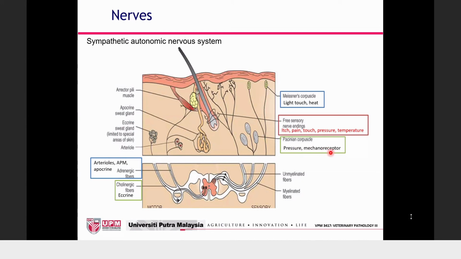And here I would say the most important one would be the free sensory nerve ending, because when you are working as a vet one day, the common problem that owners will bring their animals for is that the animal is always, you know, like playing guitar. You know what I mean? My dog is always playing the guitar, my cat is always playing the guitar. Can you imagine? It's itchy. Yeah, it's very itchy.